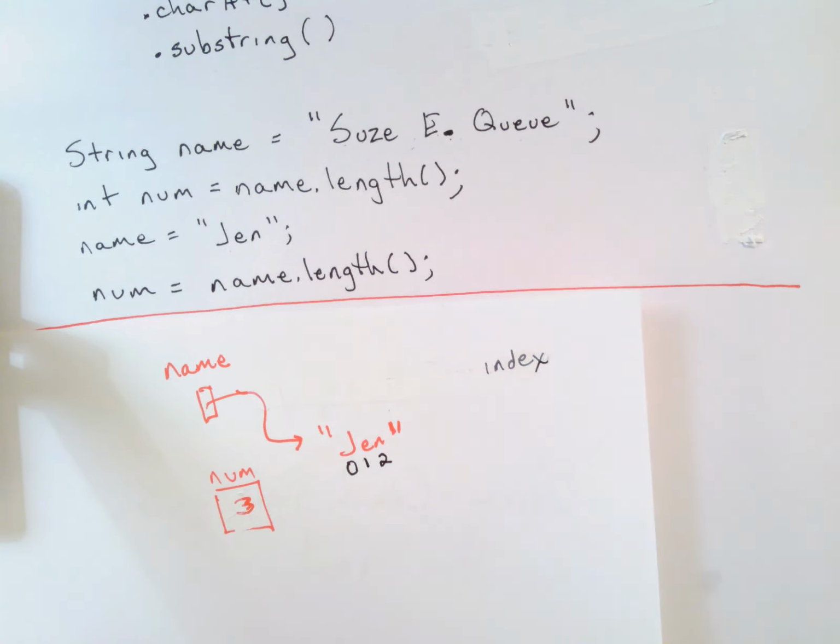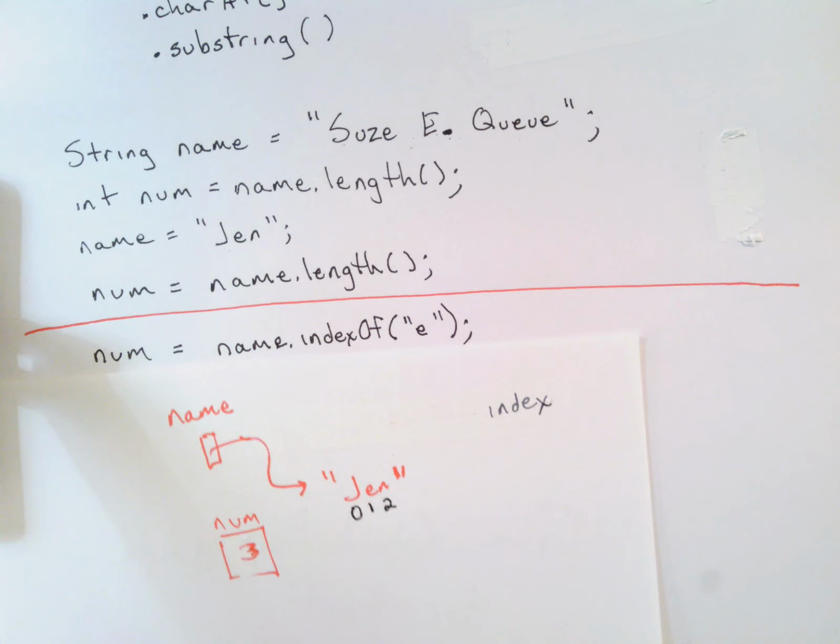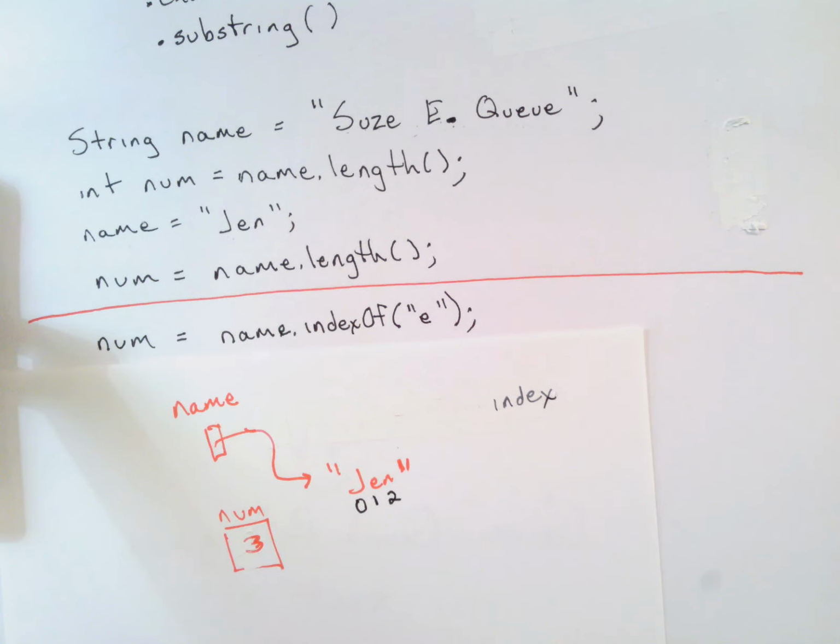So let's take a look at our first problem here. Num equals name.indexOf("e"). So what happens is Java goes and looks and says, okay, where's the e? Where's the e? Here it is, right here. It finds the first occurrence. If we had another occurrence of e, it would find the first one, and it's going to return a 1. So num will now contain the value 1 instead of the value 3.